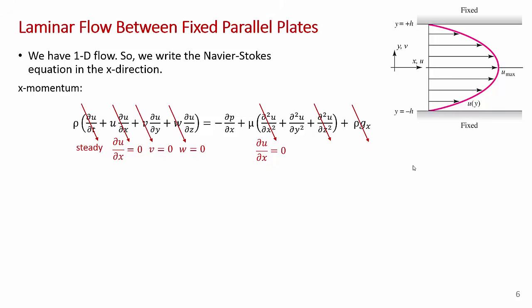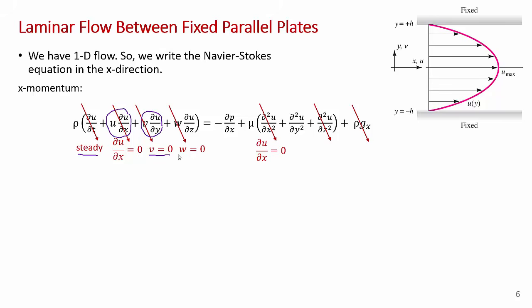So let's go through these simplifications in some detail. We're told in the problem statement that the flow is steady, so ∂u/∂t, any derivative with respect to time, is going to be 0. The local acceleration is 0. We showed using the continuity equation that the flow is fully developed, so ∂u/∂x is 0, so this convective acceleration term is going to go to 0. We have one-dimensional flow. There's no y component of velocity, so this convective term goes to 0.